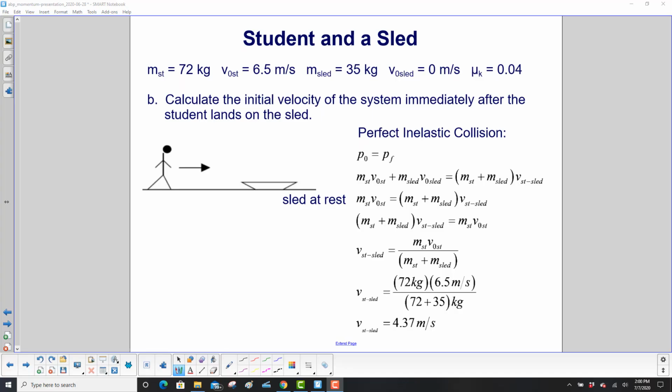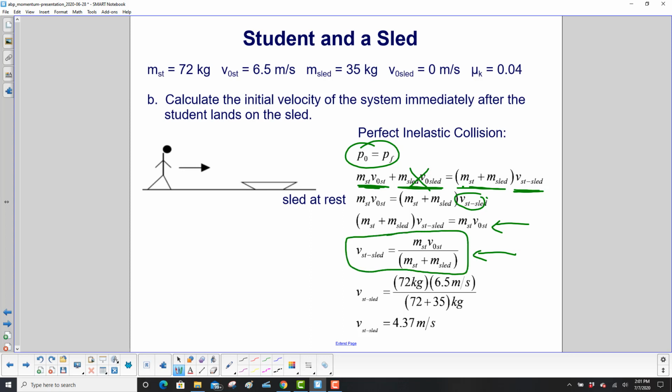Now calculate the initial velocity of the system immediately after the student lands on the sled. Well, we have a perfect inelastic collision. So we have the initial momentum of the student plus the initial momentum of the sled equals their combined mass times the velocity of the student sled. Well, this term goes out because the sled's at rest. And then what are we trying to solve for? The velocity of the student sled right here. So we're just going to switch the equation around, then divide through by the total mass of the student and the sled, and hopefully this equation is becoming somewhat familiar to you. Plug in the numbers, and we find that their combined velocity is 4.37 meters per second.